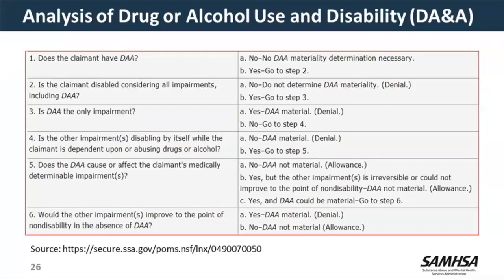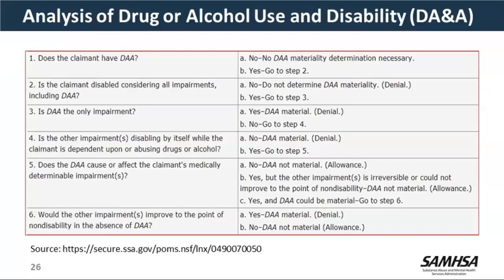Step 5 asks, does the DA&A cause or affect the claimant's medically determinable impairments? If the answer is no, then the case will be allowed. So they have the medically determinable impairments and DA&A is not the cause of this, so their case can be allowed. If the answer is yes, the DA&A does cause their impairments, but the impairments are irreversible or could not improve to the point of non-disability, even if they stopped using the drugs or alcohol, the case can still be allowed.